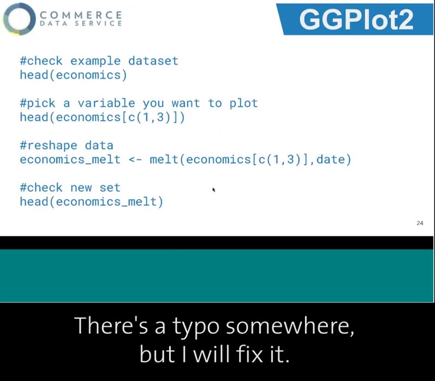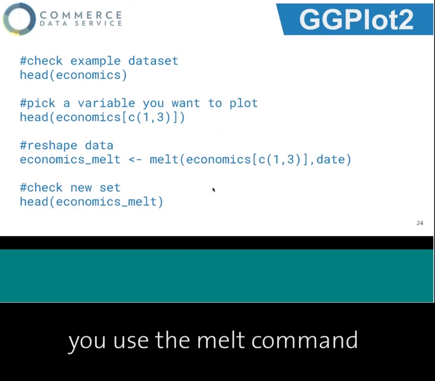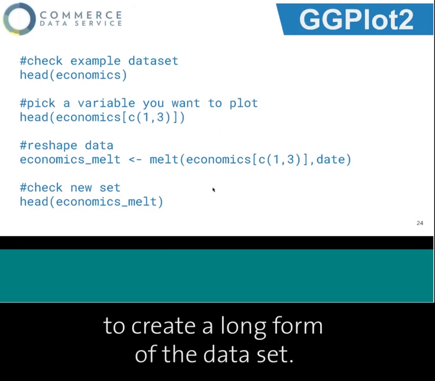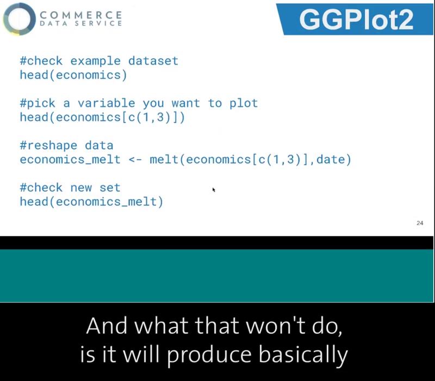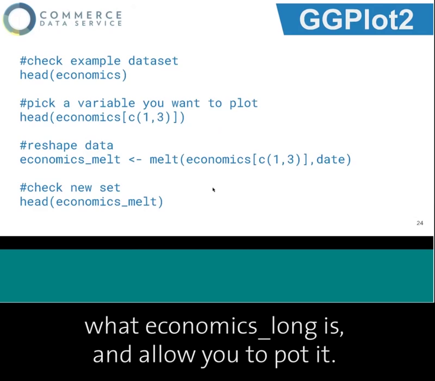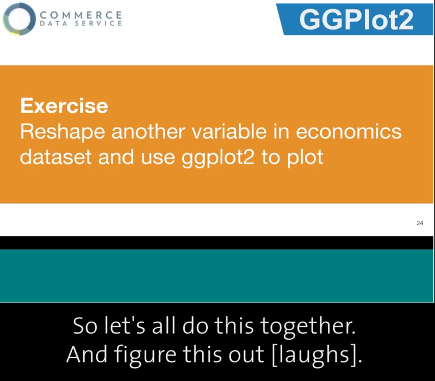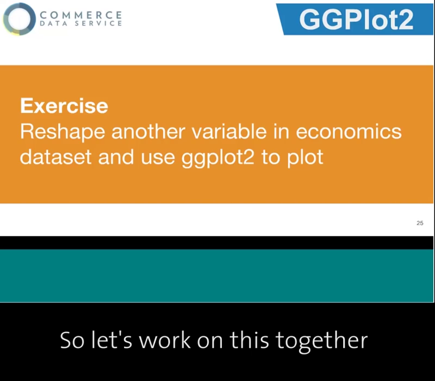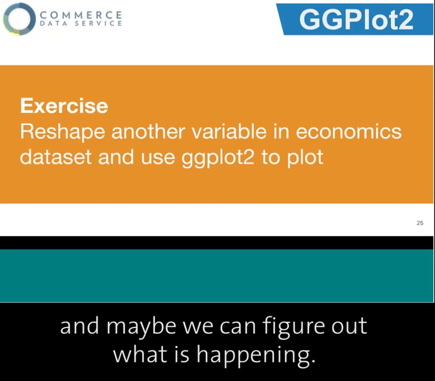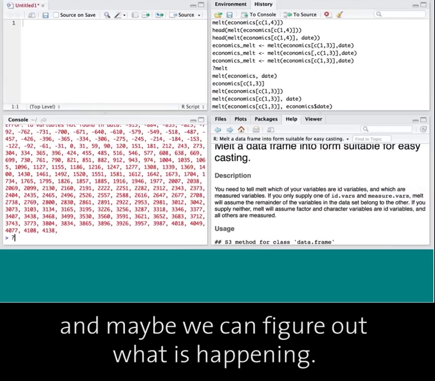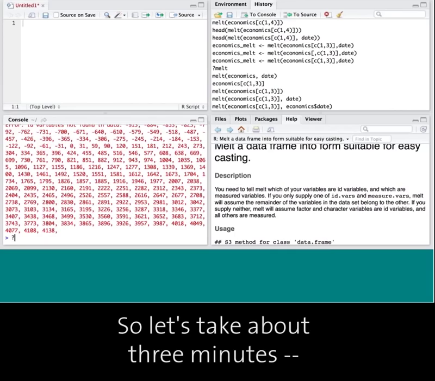Typically, this is what you do: you use the melt command to create a long form of the data set. What that will do is produce basically what economics long is and allow you to plot it. I had actually asked people to do the exercise, so let's all do this together and figure this out. Let's work on this together, and maybe we can figure out what is happening. Let's take about 3 minutes.